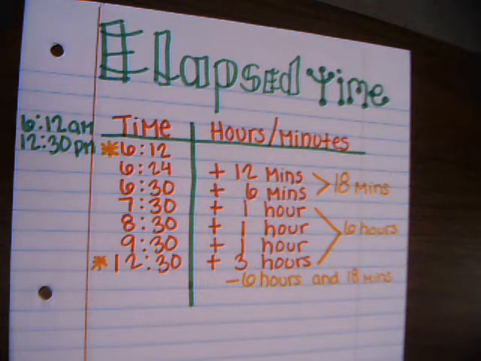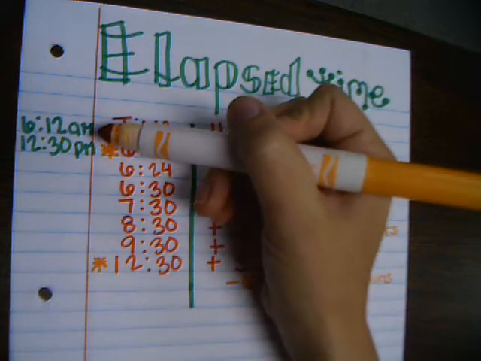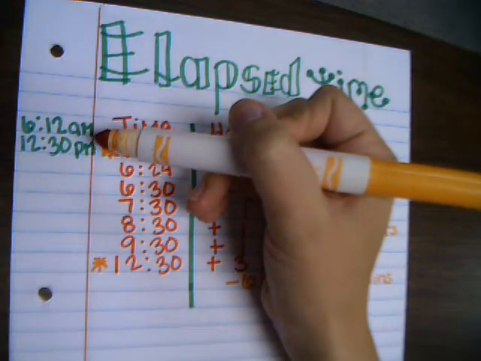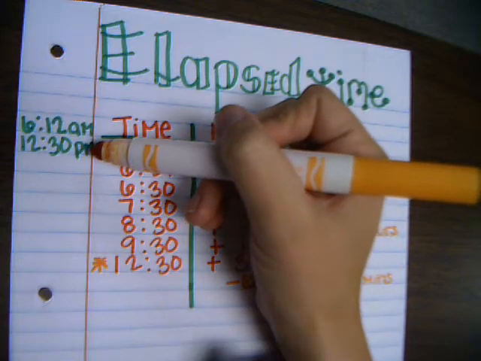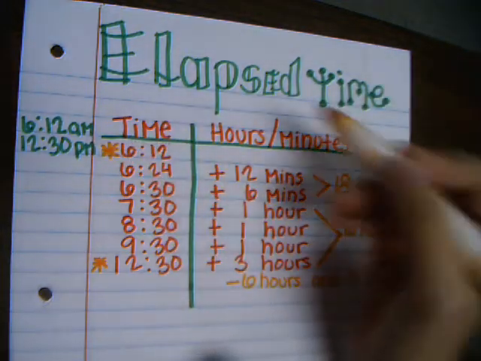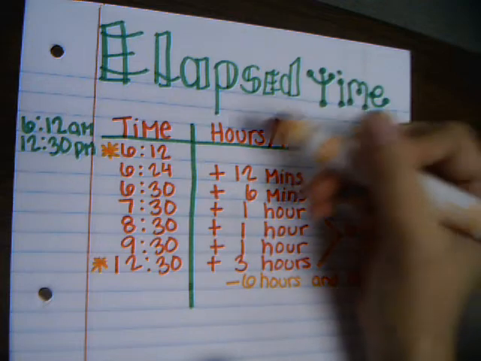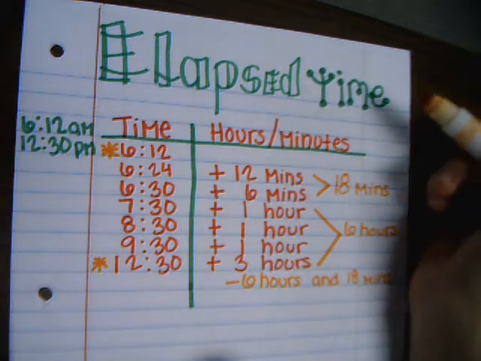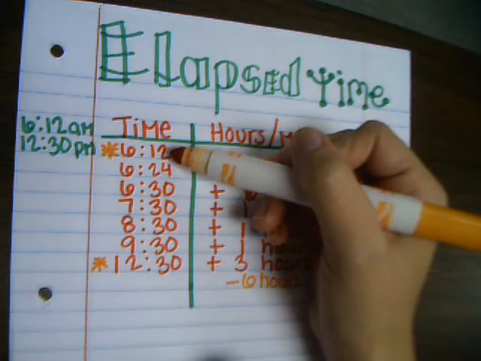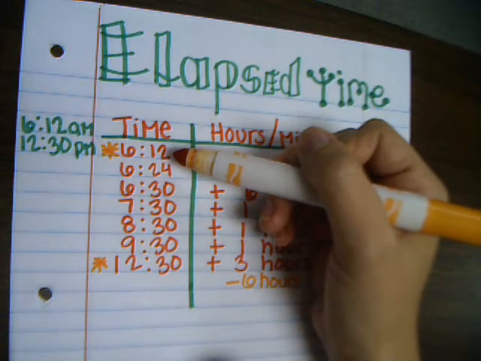Okay, today we're going to do a lesson on elapsed time. To review what we've just done, if our start time is at 6:12 a.m. and ends at 12:30 p.m., we're going to make our T-chart that has time, hours, and minutes. Under time, we need to put our start time, which is 6:12.